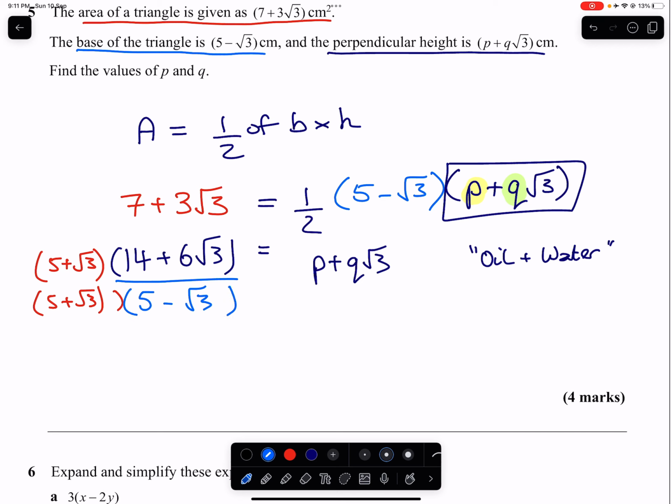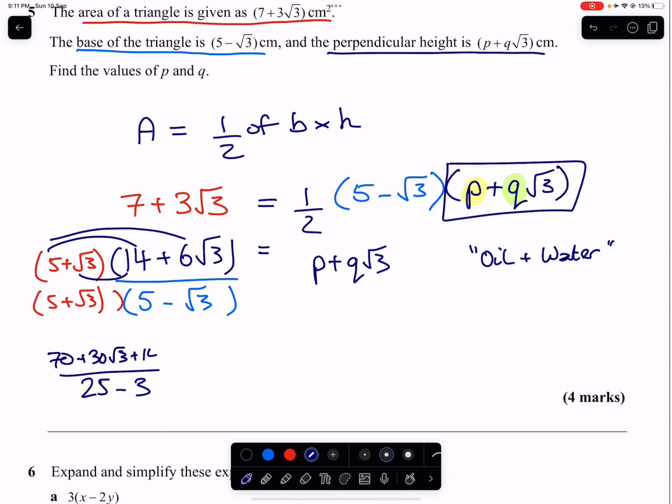On the bottom, this is a difference of two squares, so we're going to end up with 5 squared, 25, and negative 3 on the bottom, like so. On the top, 5 14s are 70. 5 6 root 3s are 30 root 3. Root 3 times 14 is 14 root 3. And root 3 times 6 root 3 gives us an 18.